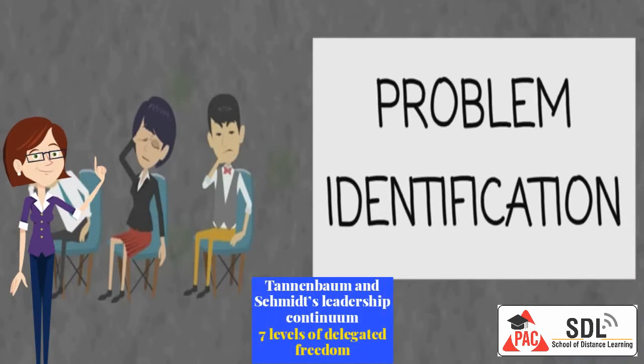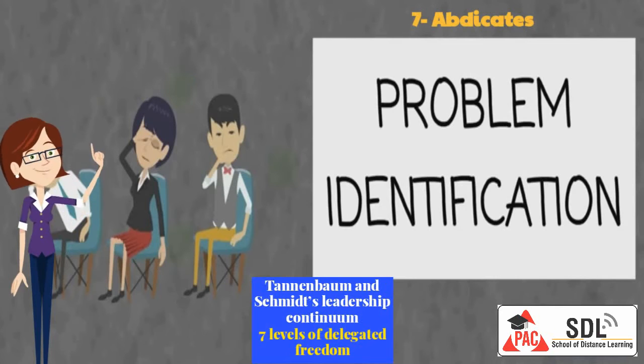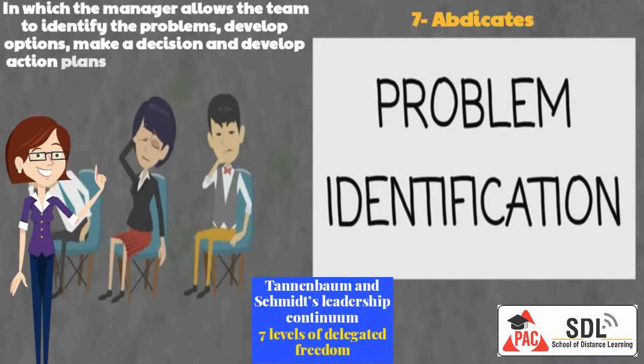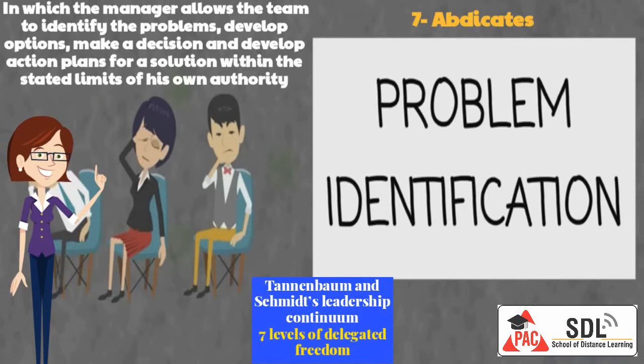Seventh, abdicates, in which the manager allows the team to identify the problems, develop options, make a decision and develop action plans for a solution within the stated limits of his own authority.